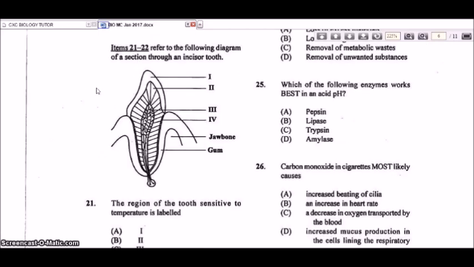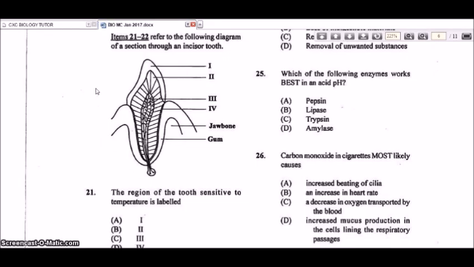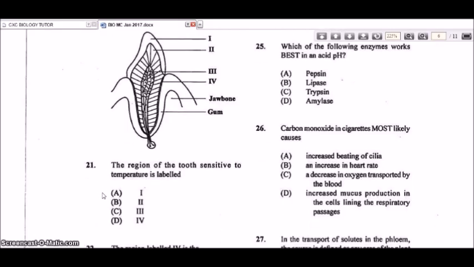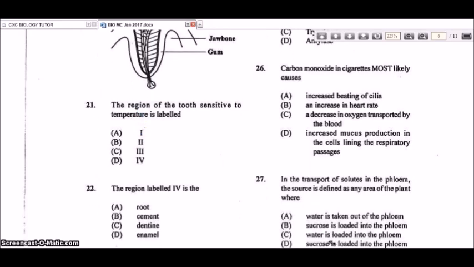Items 21 to 22 refer to the following diagram of a section through an incisor tooth. So we have the different layers labeled. So it says the region of the tooth sensitive to temperature is labeled. So if you look at the diagram, the part labeled 3 is pointing at the pulp cavity, which consists of the nerves and the blood vessels. So nerves would provide sensitivity for the tooth, so therefore that is the area that will be sensitive to temperature. So 3, so that is C.